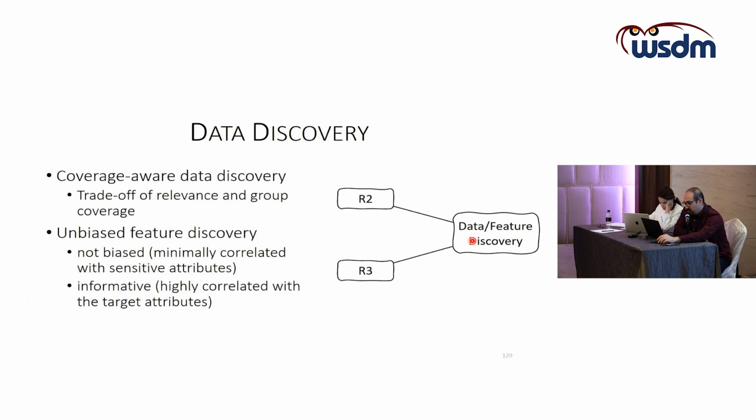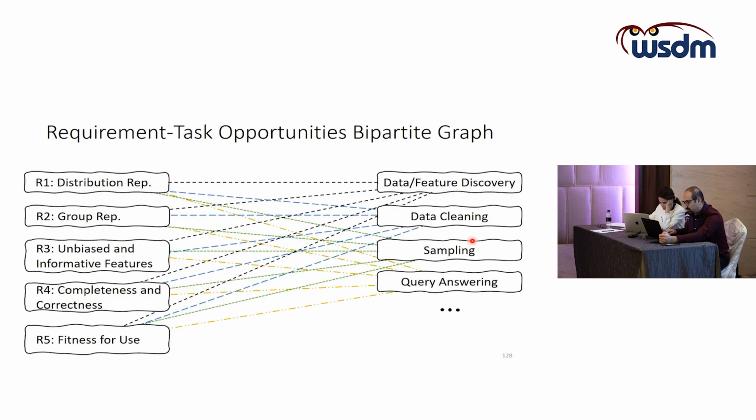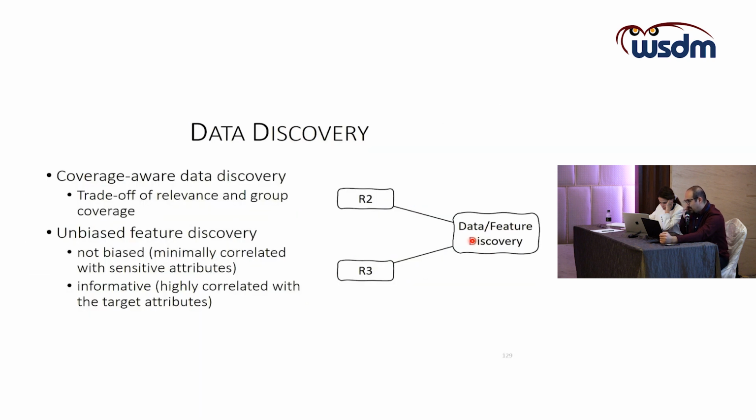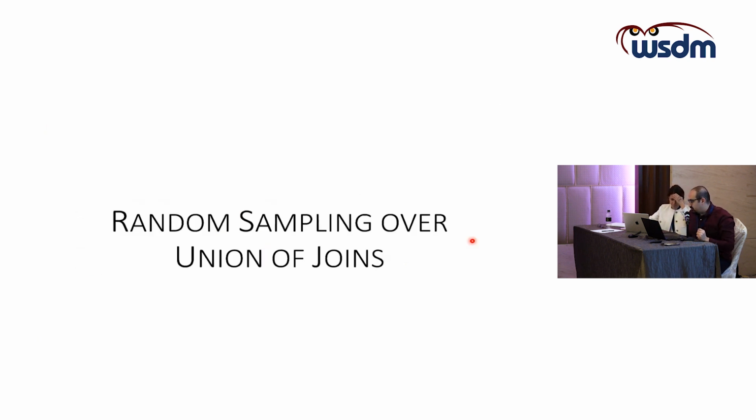And just to show you some examples, in this part of the tutorial, we're going to explore a little bit more on some of these edges. So for example, consider data and feature discovery, be it requirement 2 and requirement 3 being group representative and complete and unbiased and informative features. The question is, how can we satisfy data that is both representative of groups and also gives us unbiased and informative features? Okay, so that's one possible line of work. And for that, we are going to switch to random sampling over unions and joins.